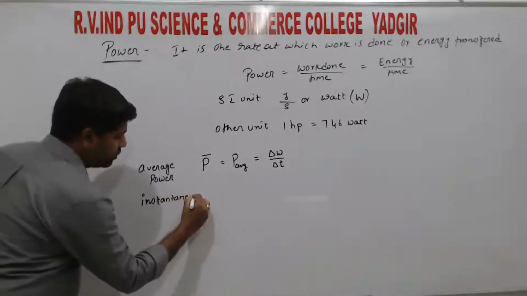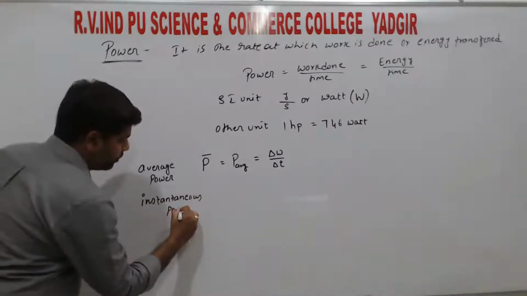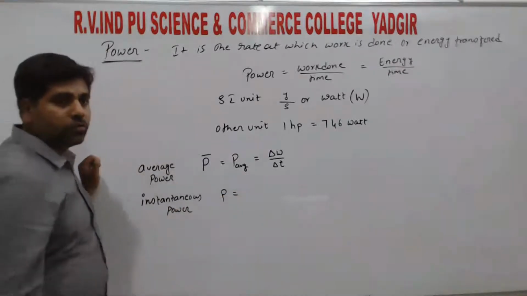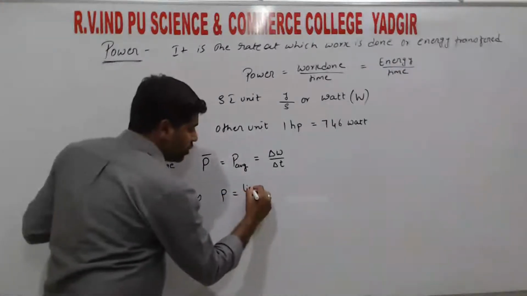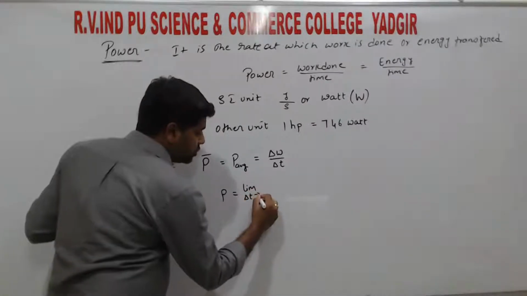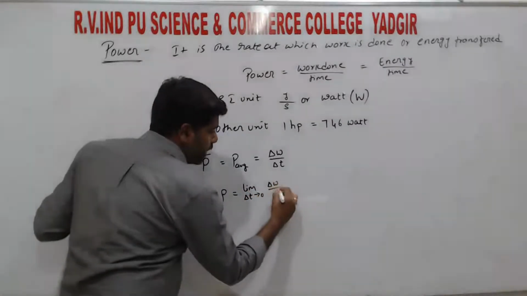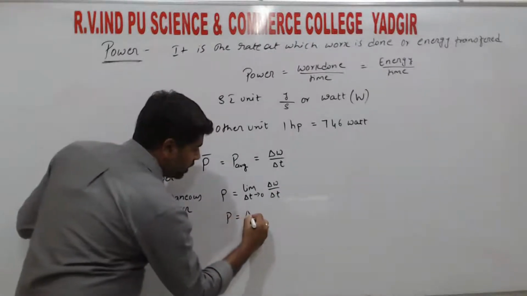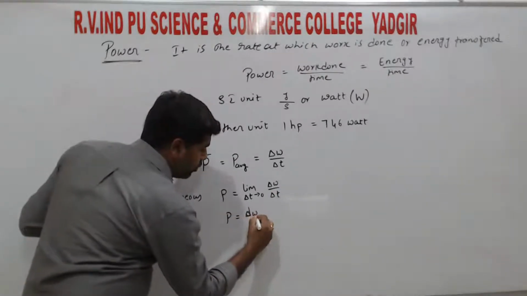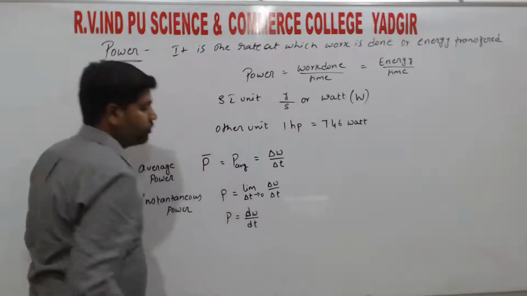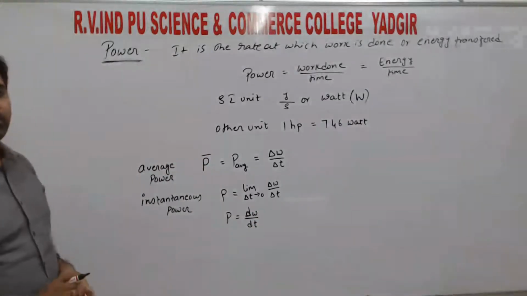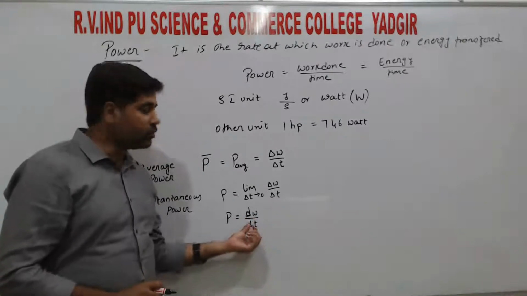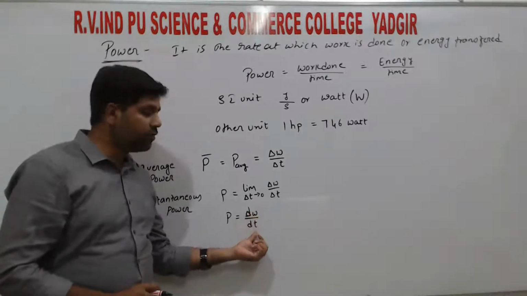Instantaneous power. So P is equal to the limit of delta t tends to 0, delta W by delta t. So we can write P instantaneous equals dW by dt. So dW is a small change in the work done with respect to time. This we call the rate of work done with respect to time.